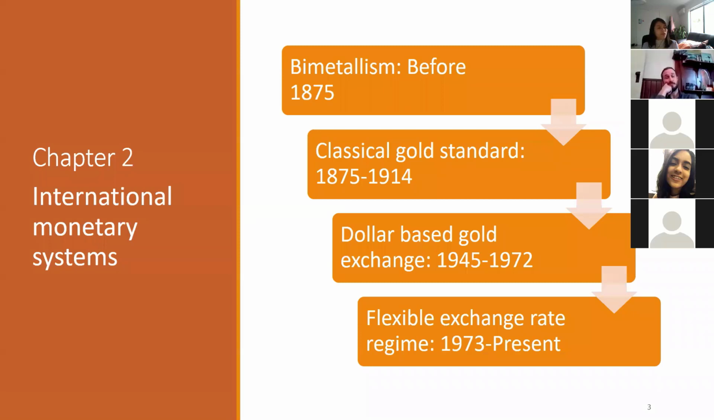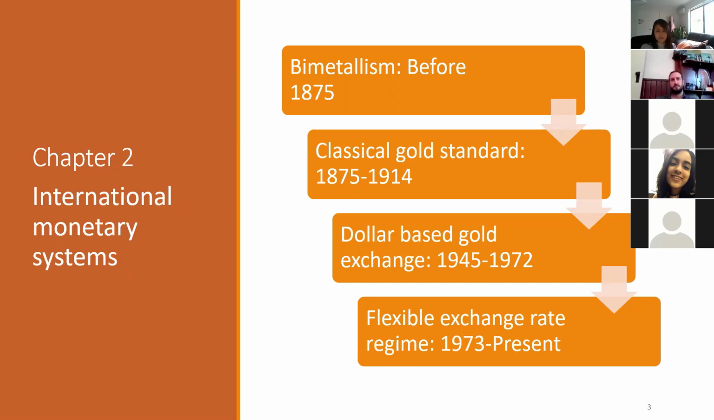All right. So in chapter 2, we talk about international monetary systems, right? We basically introduce the main monetary systems that were in the past. We started from the bimetallism system in 1875, okay? And then we introduced the classical gold standard, the dollar-based gold exchange, and the flexible exchange rate regime, which is what most countries have at the moment.